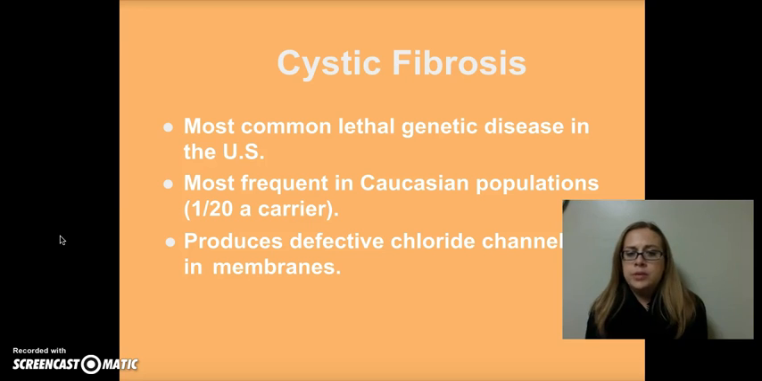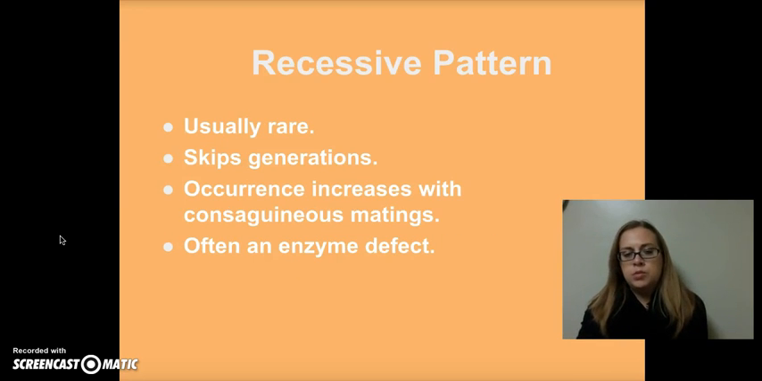Next, we have cystic fibrosis. This is the most common lethal genetic disease in the U.S. This is going to be most frequent in Caucasian populations. About 1 out of 20 is a carrier. It produces a defective chloride channel in membranes, so you end up with mucus buildup in the lungs as a really common symptom of that.